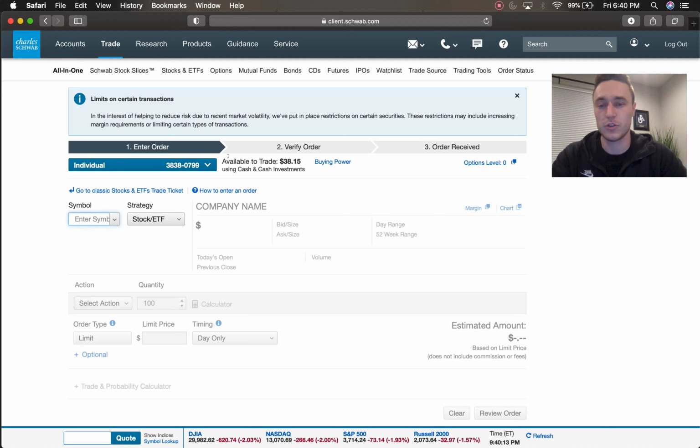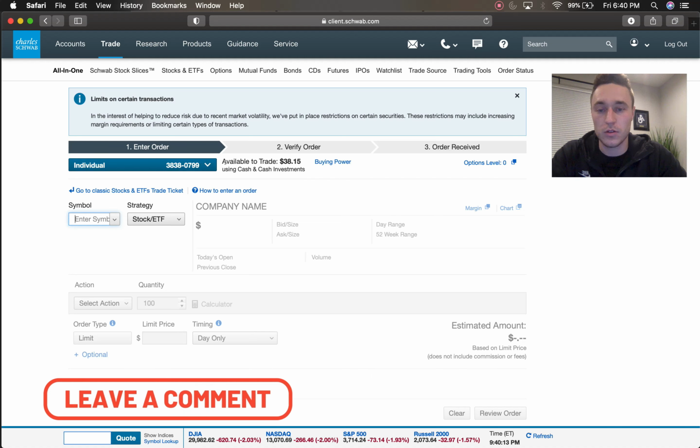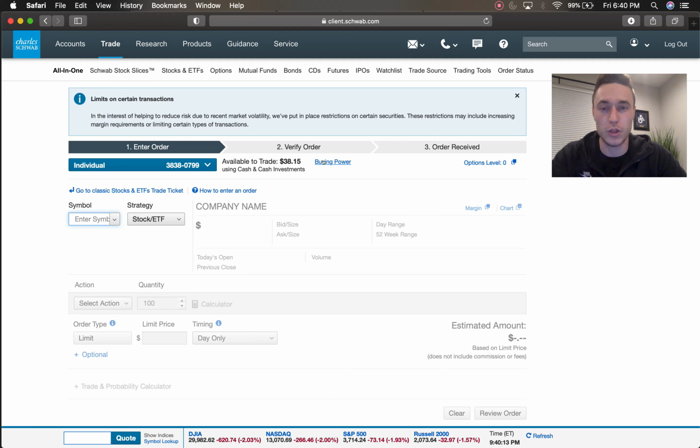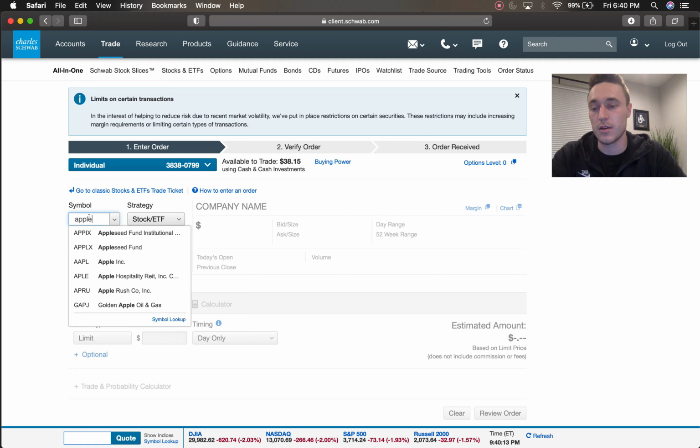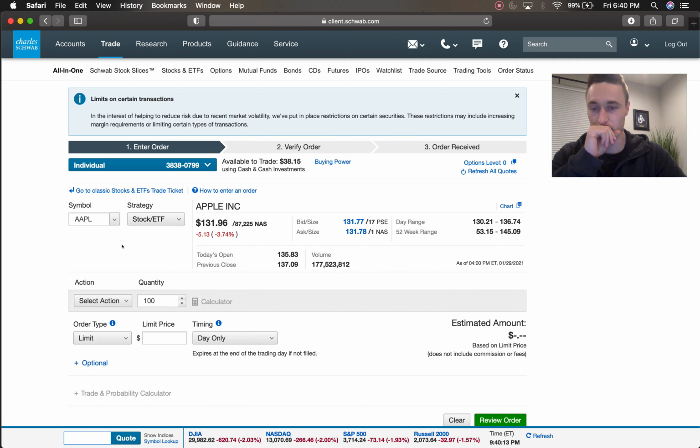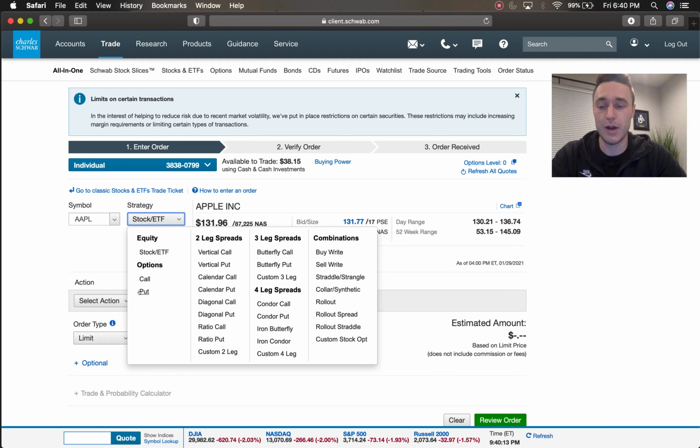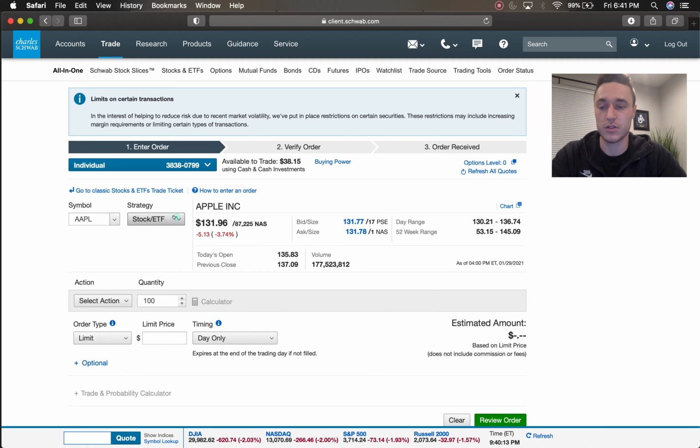So real quick, let's just explain what we're seeing. Here at the top, the money you have available as your buying power, what you can use to buy with, is $38.15. That's what I have in the account right now. Now you're gonna go to your symbol and type in, let's say, Apple. If you know the symbol you can type it in, or you can just type in Apple and it'll pop up. We're going to leave the strategy as stock ETF. We could do options here, but we're not going to.